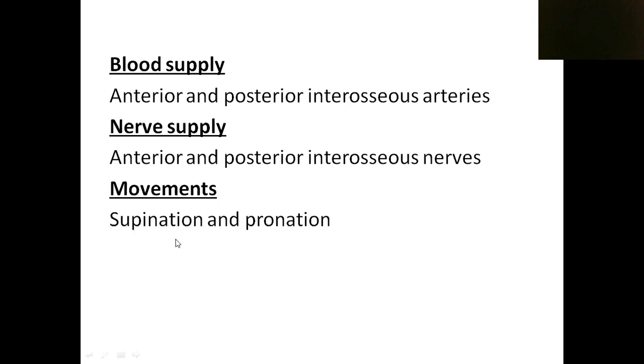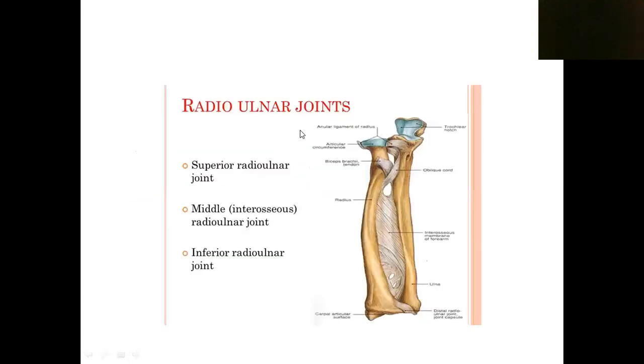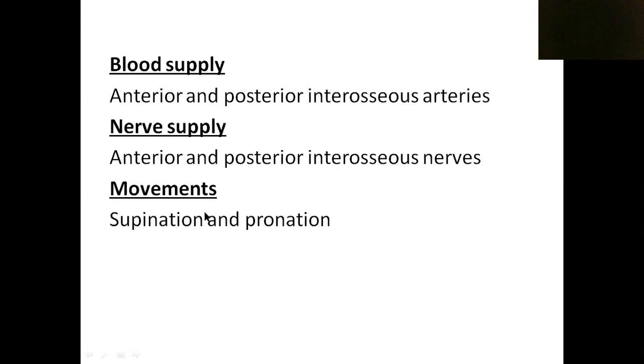I will not go into the details of supination and pronation. So these are some of the important details of this radioulnar joint. What are the muscles helping this movement? The supinator muscle and pronator muscles. So the remaining details you have to read.